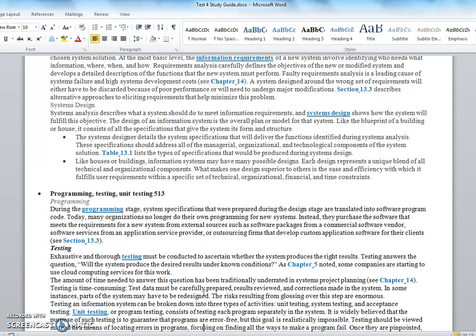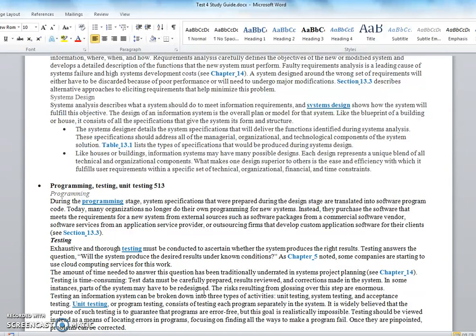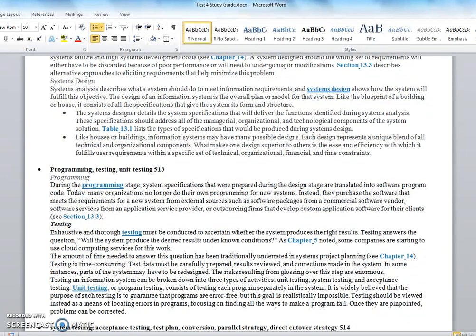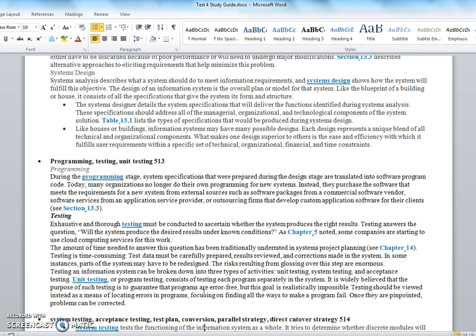Like houses or buildings, information systems may have many possible designs. Each design represents a unique blend of all technical and organizational components. What makes one design superior to others is the ease and efficiency with which it fulfills user requirements within a specific set of technical, organizational, financial, and time constraints.